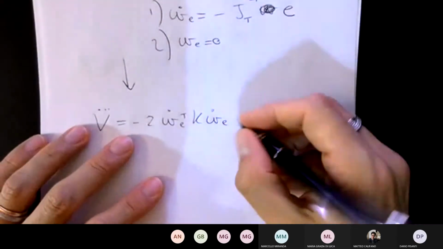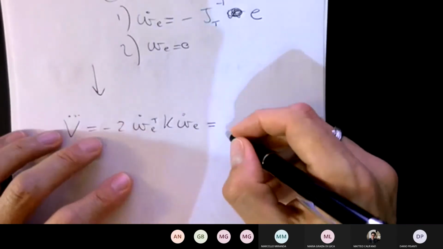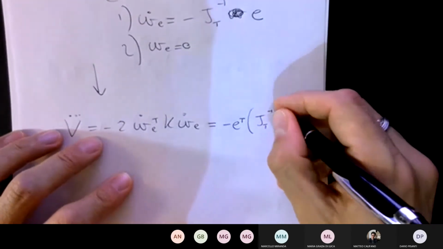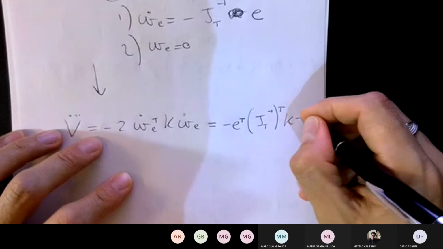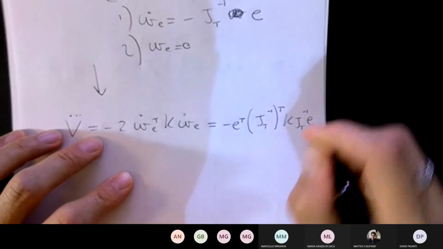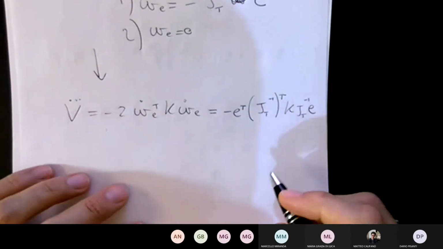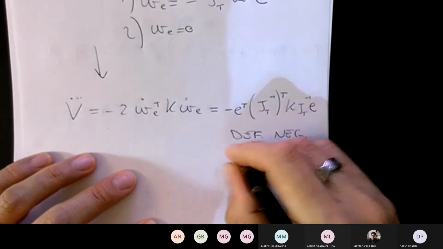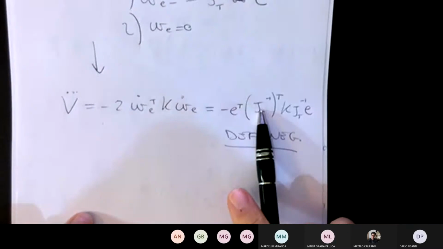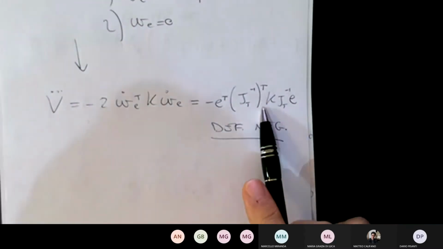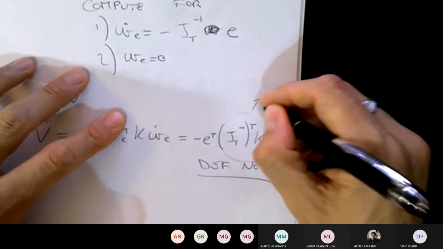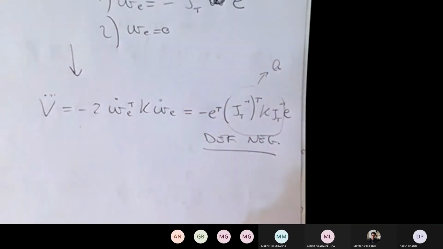Now I have this expression for omega E. So in other words, this is going to boil down to minus E transpose J_T inverse transpose K J_T inverse E, which is definite negative, because these are all positive definite matrices. It doesn't matter that you're transposing them or inverting them. You can call this bunch of matrices just Q, a symmetric positive definite matrix. And there is a minus here.